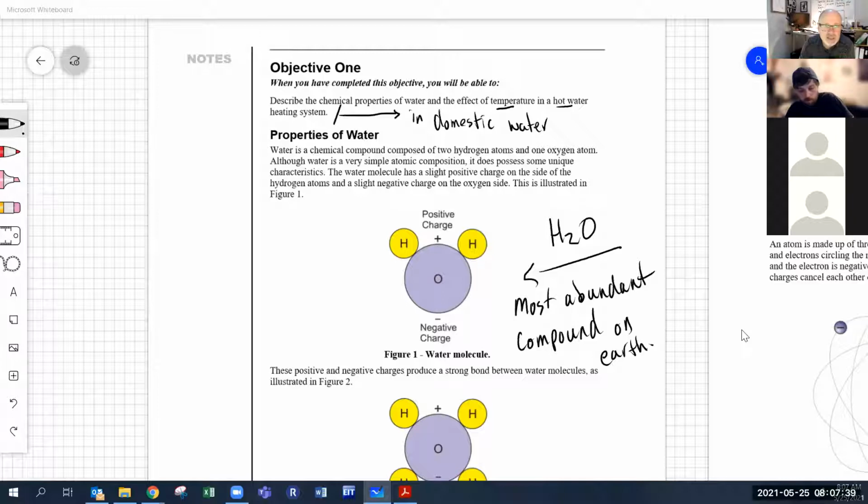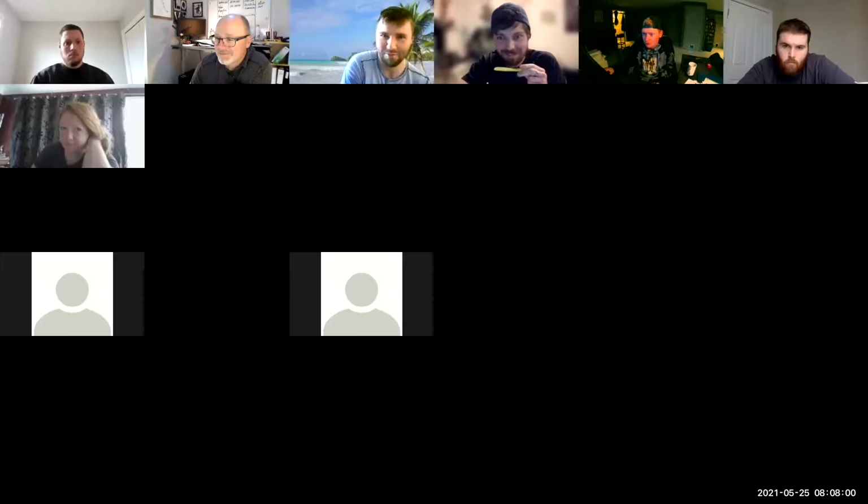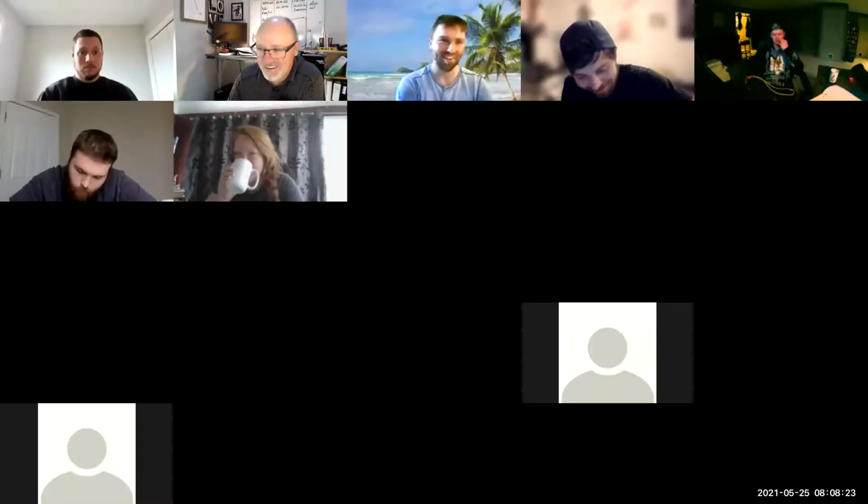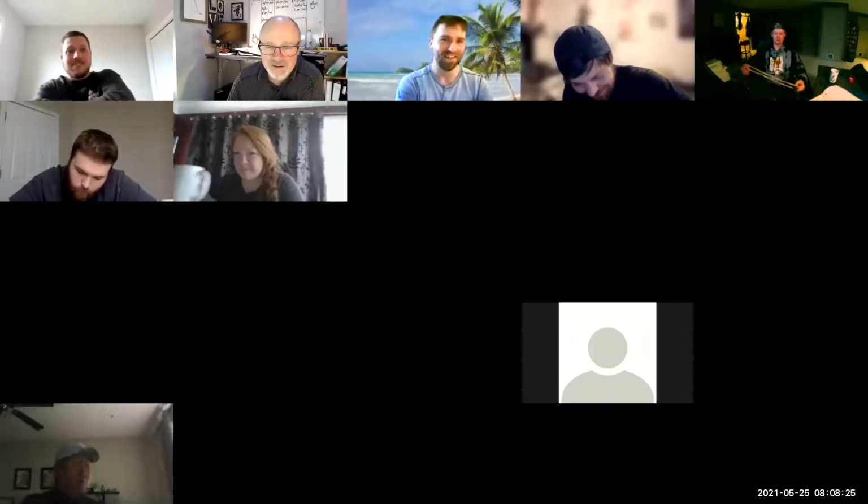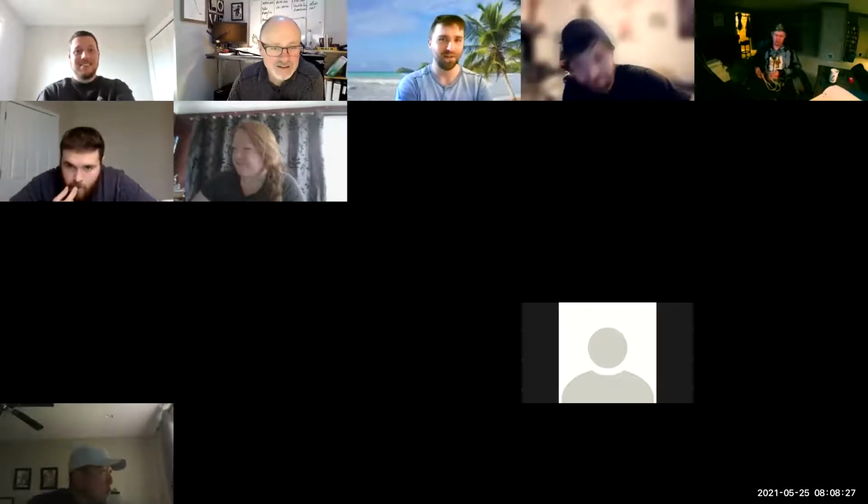Now, although water is very simple atomic composition, it does possess some unique characteristics, as we already know. Now, I'm going to draw another right-angled triangle because we have to solve for this piece right here. This piece right here is my travel, and here is my right-angled triangle on that. Okay, so we are back here.